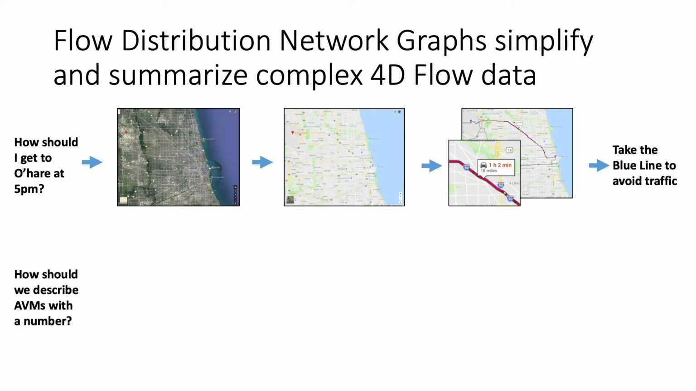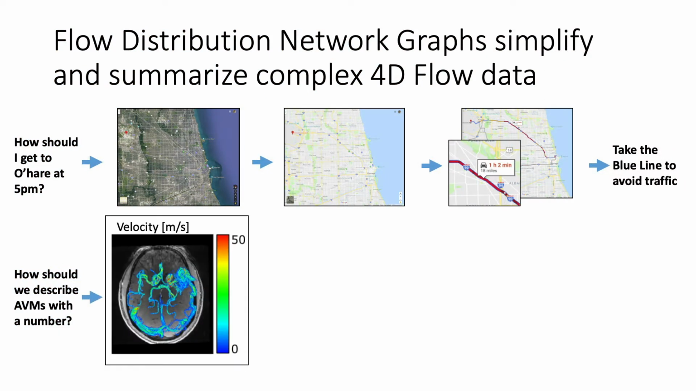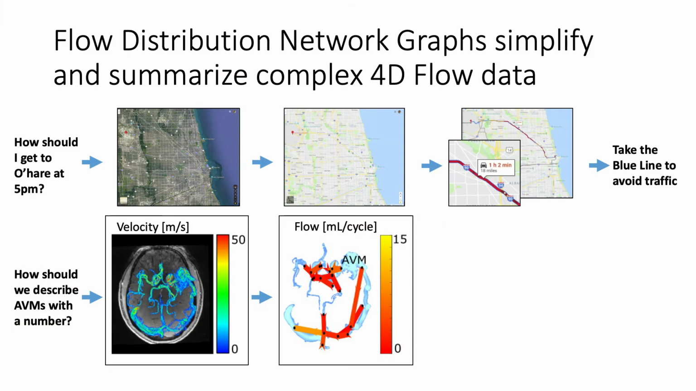In my research, the question is something like, how can we come up with a number that will describe an AVM? And what I want to do is start with the 4D Flow MRI information, which is so rich and complex that it's hard for me to generalize this between patients. But what I can do, and what I do in my research, is use a method of presenting the data called a flow distribution network graph, which looks something like this, to summarize what's really important.